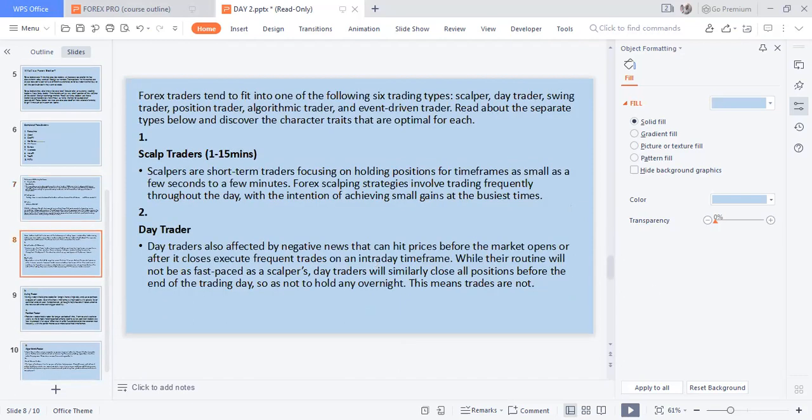Types of traders. We have several types of traders. We have the scalp trader. A scalp trader is a trader that trades from a few seconds to a few minutes. I repeat, a scalp trader is a trader that trades from a few seconds to a few minutes. In fact, a scalp trader is very synonymous with a day trader.